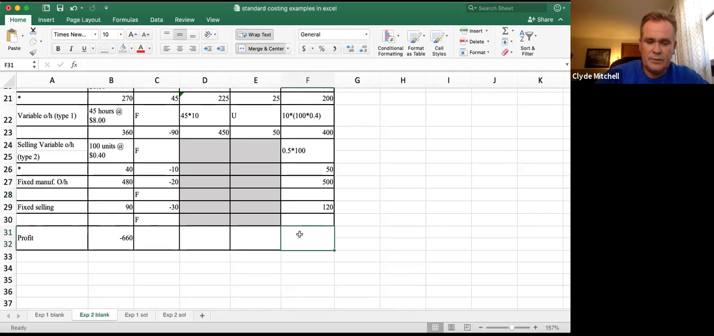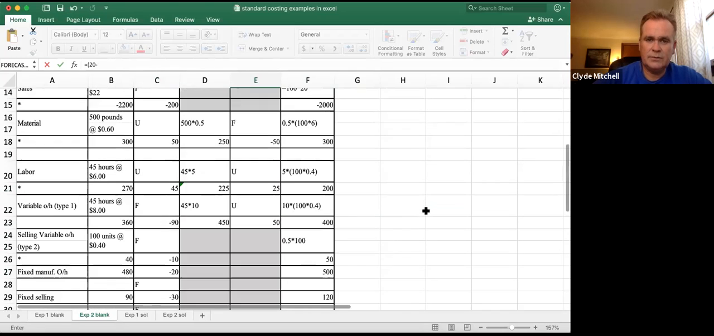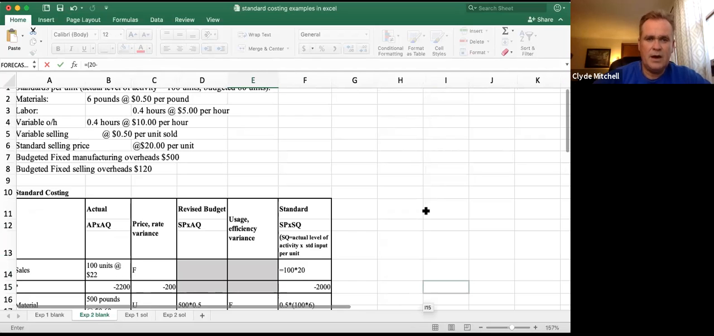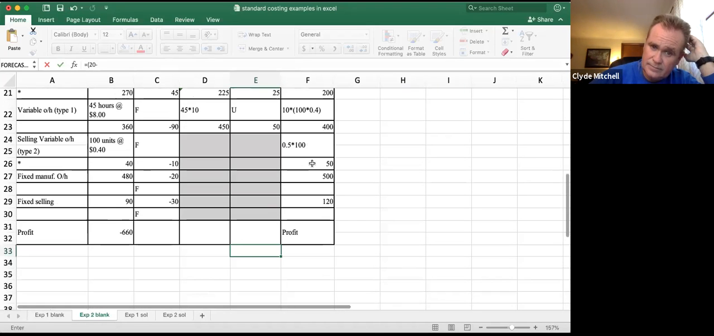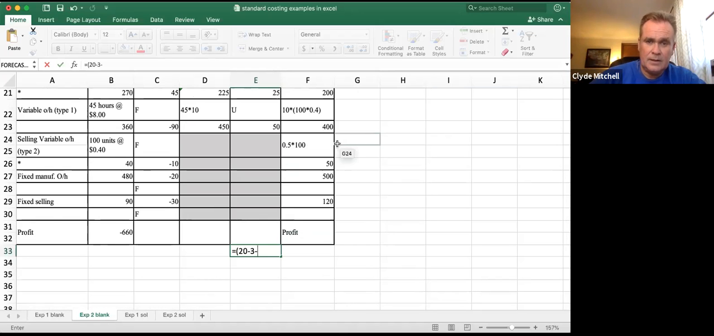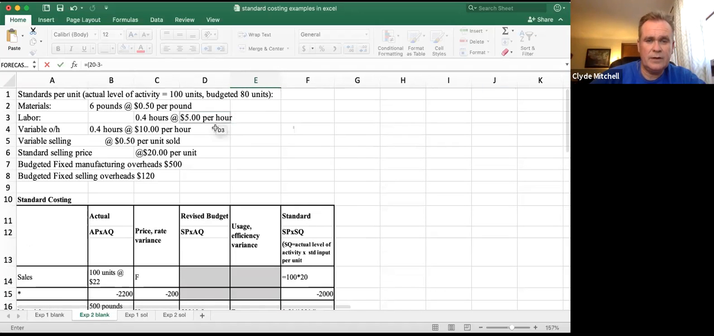Obviously, we can add all this up and work out what the profit should have been. How else could we have worked out the profit? Well, we can do a calculation: we are looking at the selling price, which is 20, minus the variable costs. What do we have for variable costs? We have $3 for materials, 50 cents times 3 pounds. Then for labor, we have 0.4 of an hour times $5, which is 2. And then double that for overhead, which is 4.